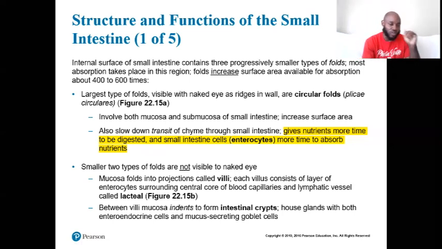There's also smaller folds within these bigger folds, which are not visible. And mucosal folds is the projections called villi or villi, depending on how you want to pronounce it. Contain layers of enterocytes surrounded by blood capillaries and lymphatic vessels. Between villi and mucosa indents to form intestinal crypts, which can house glands, which have both enteroendocrine glands and also mucus secreting glands. This is where we get the mucus, which helps protect.